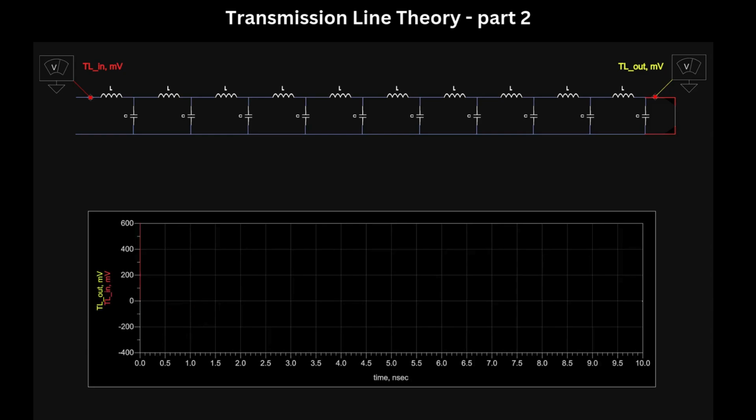Similarly, when shorting the output, at first the voltage at the input settles to 200 millivolts, then finally settling to 0 after a series of reflections. Notice that the voltage at the output is always 0.